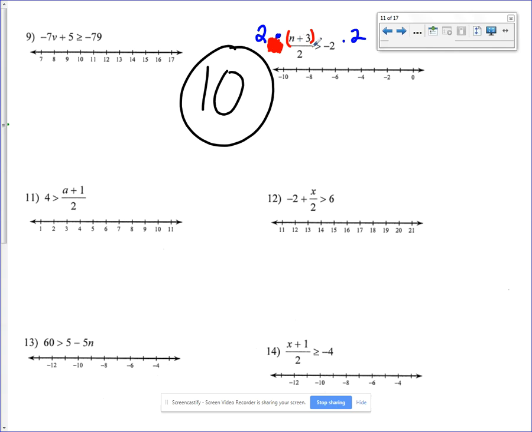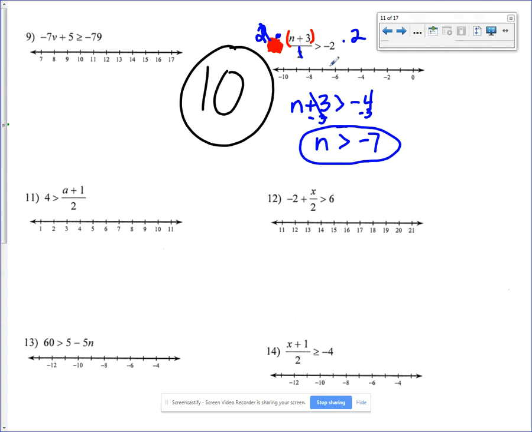2 times this blob divided by 2 is just the blob. Those simplify to be a 1. I'm going to write n plus 3, and I no longer need the parentheses. Negative 2 times 2 is negative 4. There is no flipping because I multiplied by a positive. Now subtract 3 from each side. N is greater than negative 7.